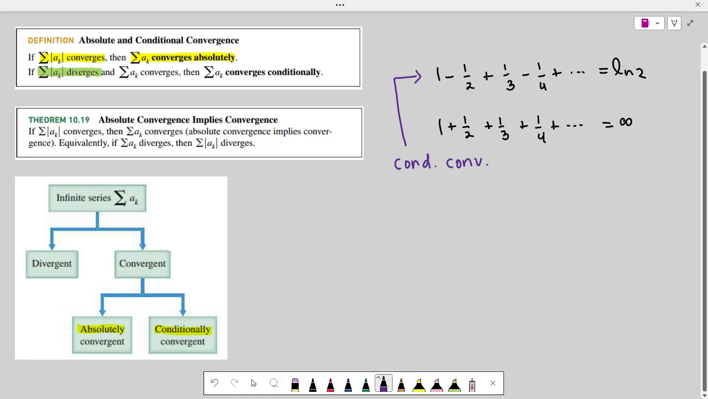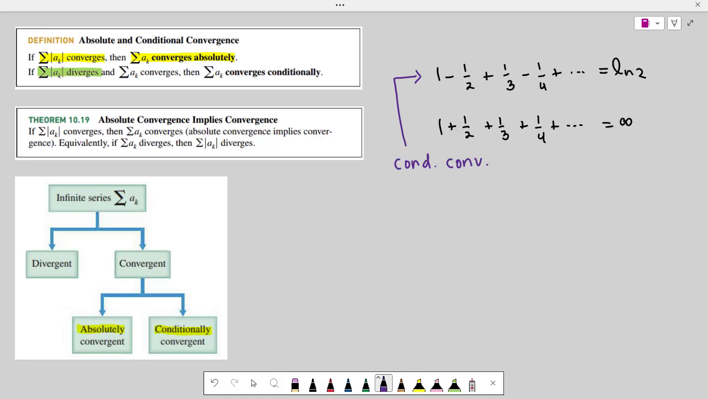Conditionally convergent is, you need the minuses. If you take away the minuses, it diverges. You need the minuses. The convergence is conditioned on having those minuses that keep the sum from inflating. So do we always need to categorize an alternating series as one of these? Yeah. So that's what it'll say on the test. It will say, show this alternating series converges, and then classify that convergence.